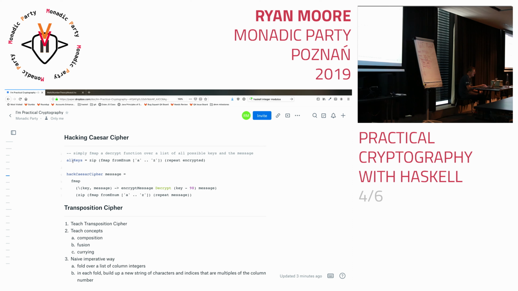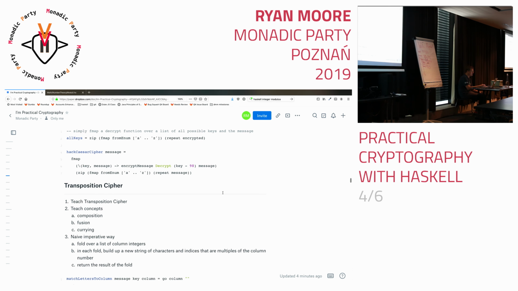From there we can really just fmap over the list of tuples. And for each tuple, we can attempt to just run our same encrypt function in decrypt mode with the key minus the starting character enum number for A over the message, and then just one of those is going to work, right? So we can just brute force it pretty easily.